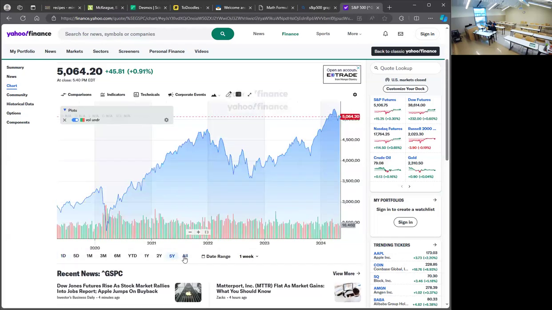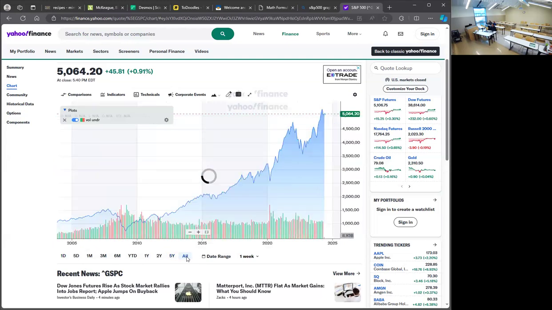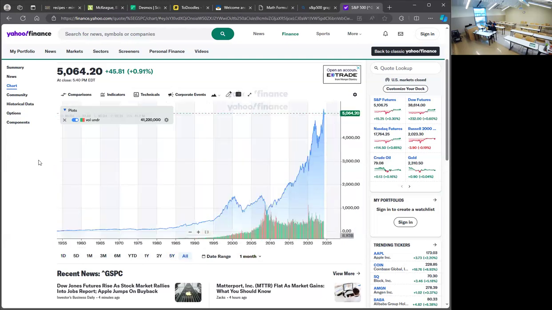Okay, and I do 5 years, and I do all. Yes, there we go. So here's what the stock market looks like. I'm going to steal this and put it on the whiteboard so I can show you.